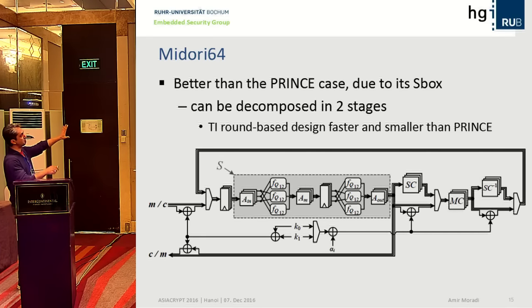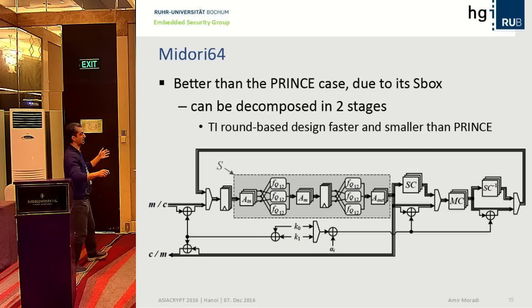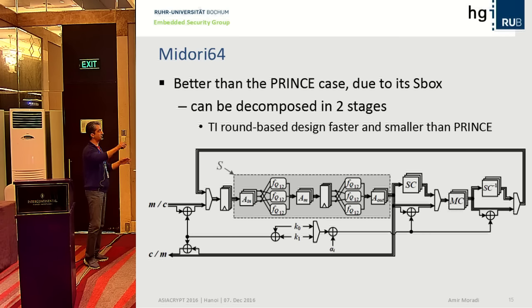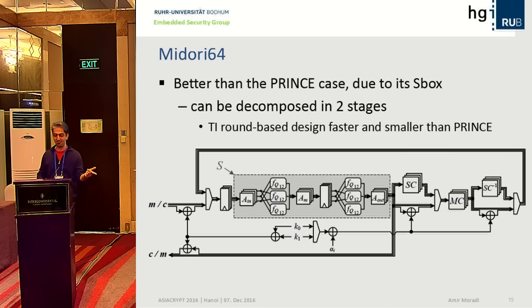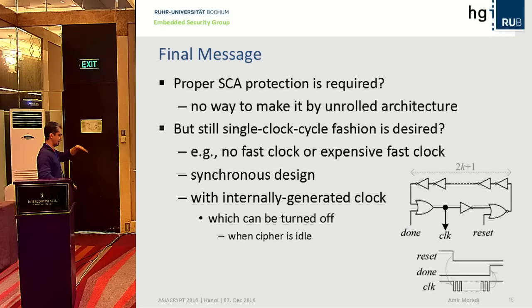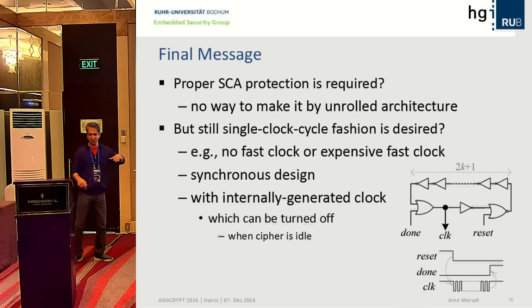Then, just very shortly about Midori, what happens in Midori is, again, a round-based architecture. You probably know Midori has been designed, of course Midori 64 is broken, but Midori has been designed to have the shortest latency in a round-based architecture, which actually fits very well here. And then the S-box of Midori, compared to Prince, can be decomposed into two stages to have a correct TI. Then in theory, the latency of Midori, if implemented in this fashion, is better, which means that the latency is shorter. But now the one question was, how do we deal with the fast clock? You can internally generate the fast clock.